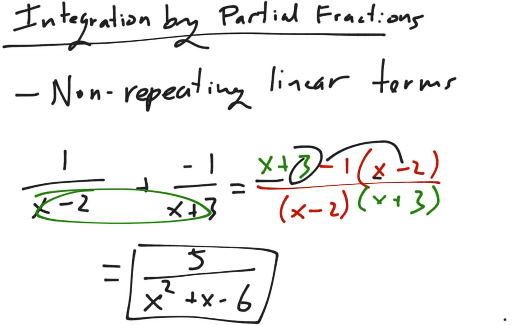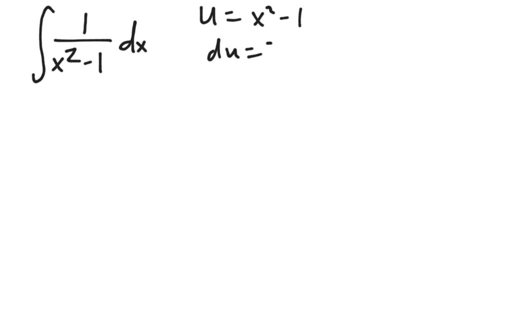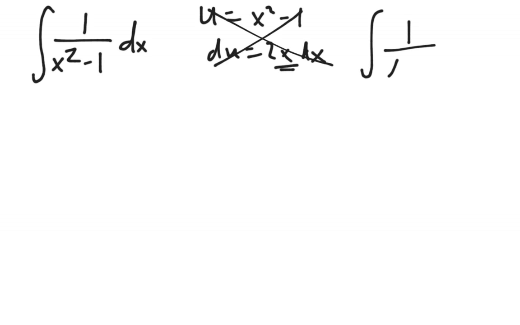In integration by partial fractions, what we're going to do is take this and go backwards to get the original two fractions. Here's why. Let's say that we want to integrate 1 over x squared minus 1 dx. Notice that we cannot do a u substitution, because if u was x squared minus 1, then du would be 2x dx, and we don't have that x. This kind of matches arctan, but it really doesn't, because remember, arctan was 1 over x squared plus 1, so we can't do arctangent here. So there must be another way.